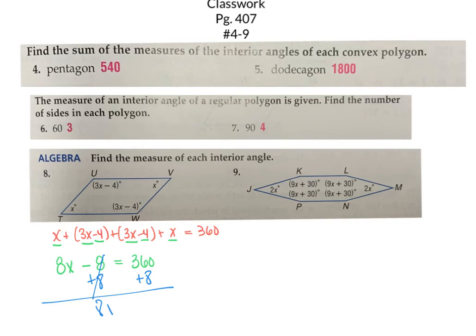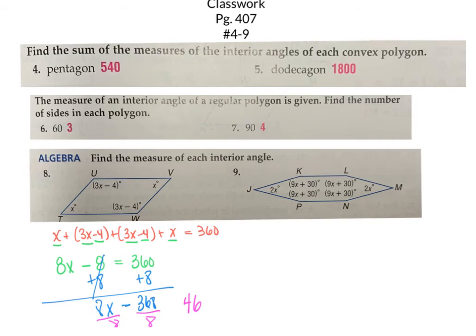All right, 8x equals 368, right? Divide. It will divide evenly now that it's 8 and not 6. All right. So 8 goes into 368 how many times? 46, which is how you get your x. Plug it back in to get your u and your w. Makes more sense. All right.